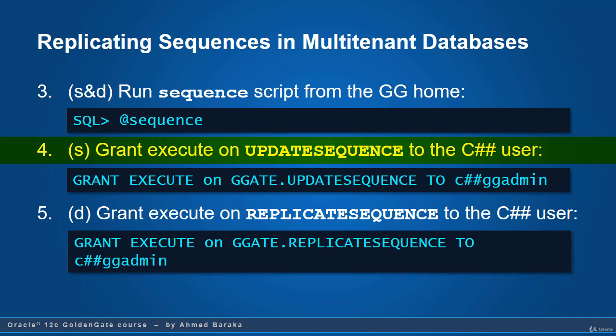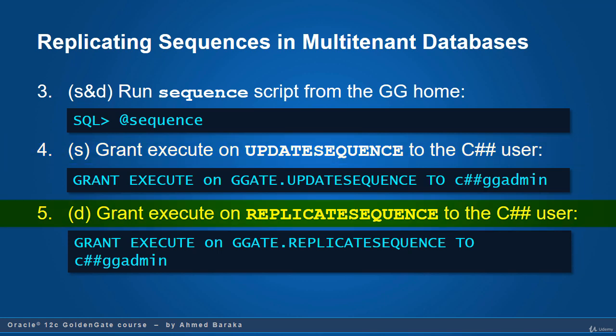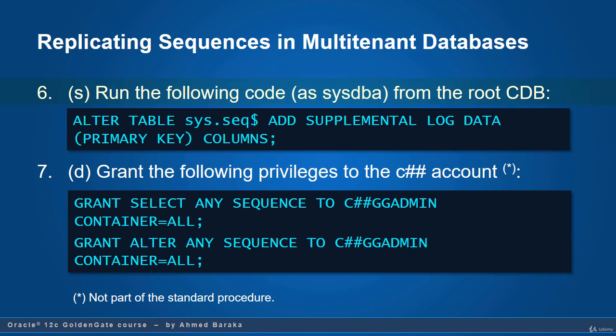Fourth, on the source database, grant execute on the update sequence procedure to the C## user. This procedure was granted to the ggate user by the sequence script. Fifth, on the destination database, grant execute on the replicate sequence procedure to the C## user. Sixth, you need to run the statement as demonstrated in step number 6 in the slide at the source root CDB.